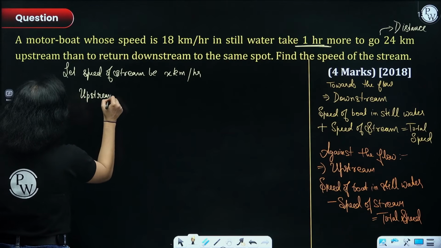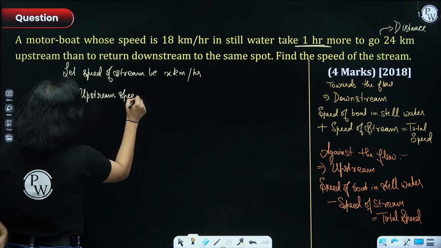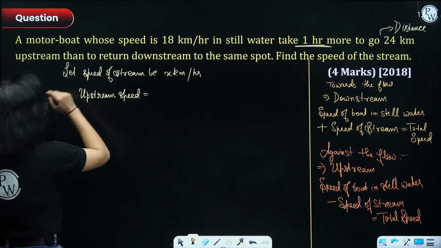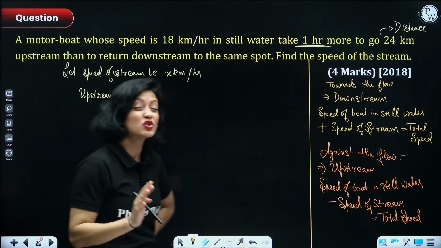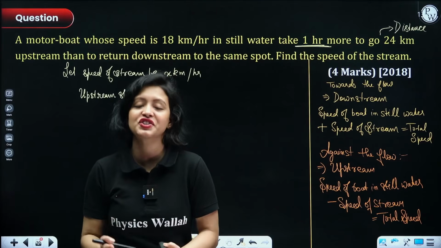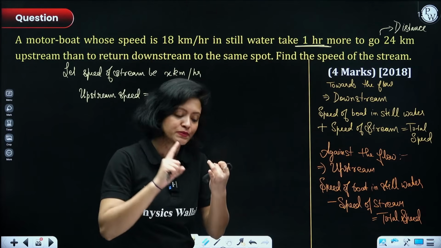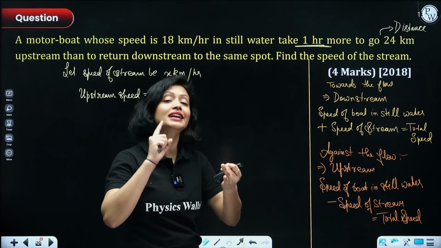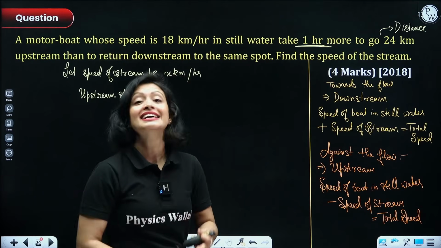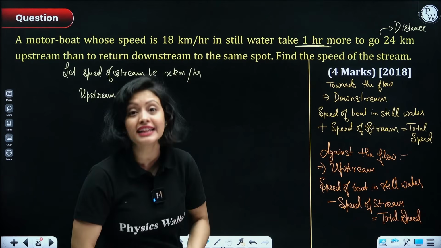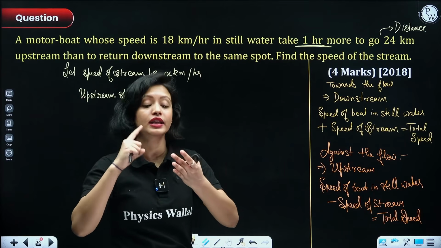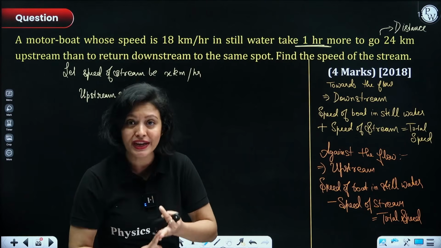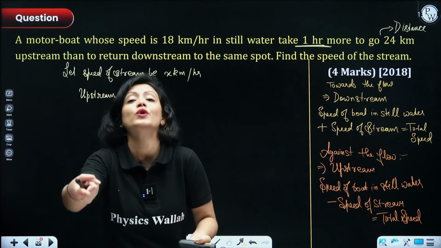Upstream speed. Upstream speed is what? The difference between speed is not given. The difference between the time duration is given. So first you will figure out the upstream speed and then you will figure out the time taken to go upstream. Then you will figure out the downstream speed and then you will figure out the time taken to go downstream.